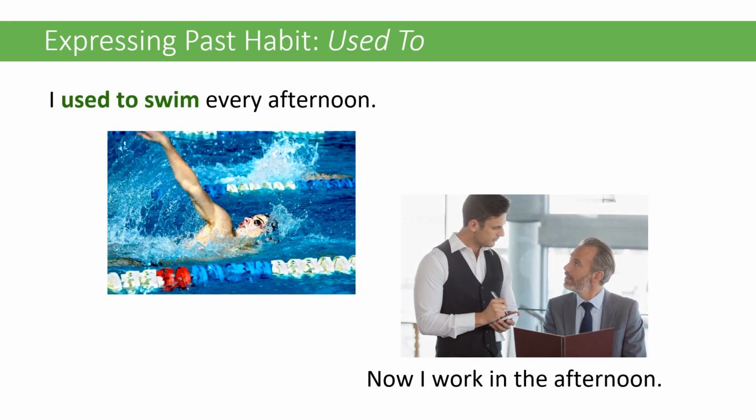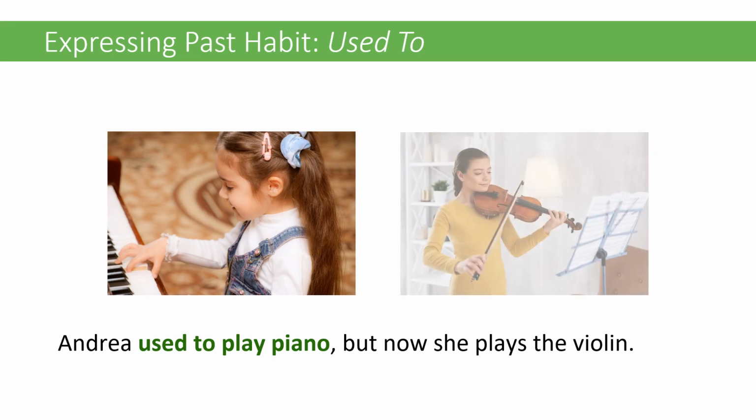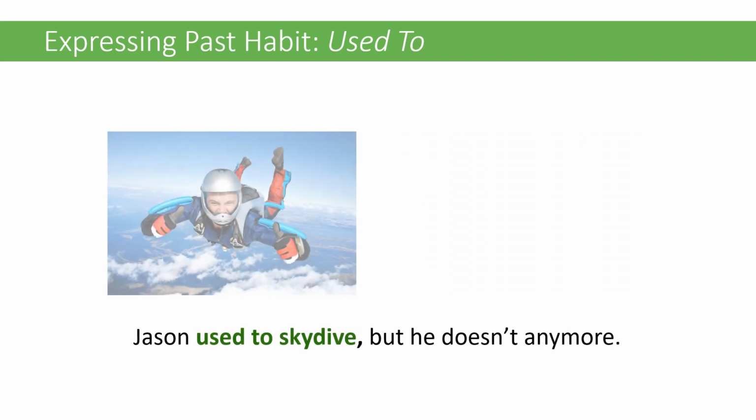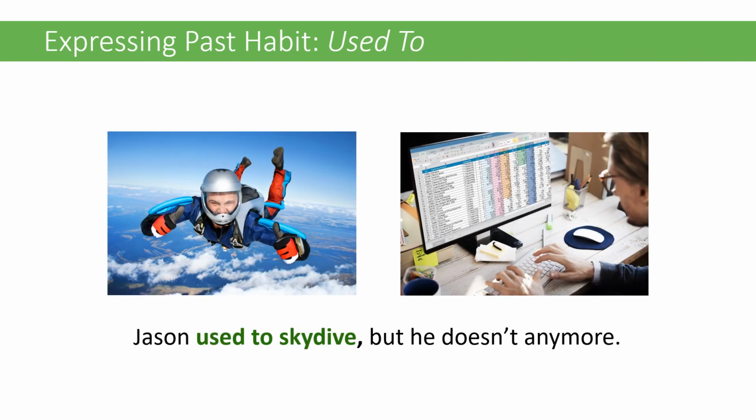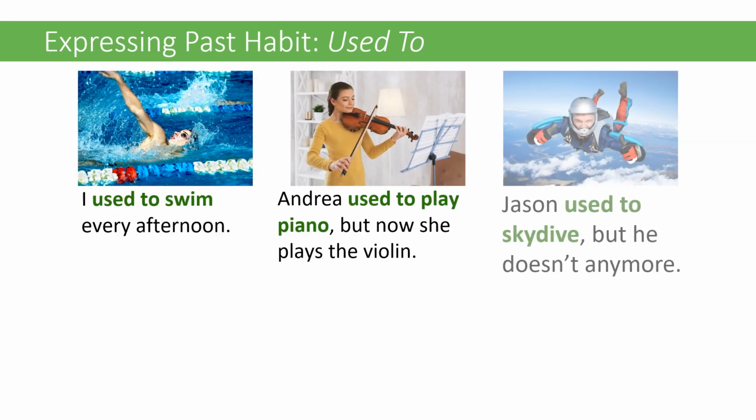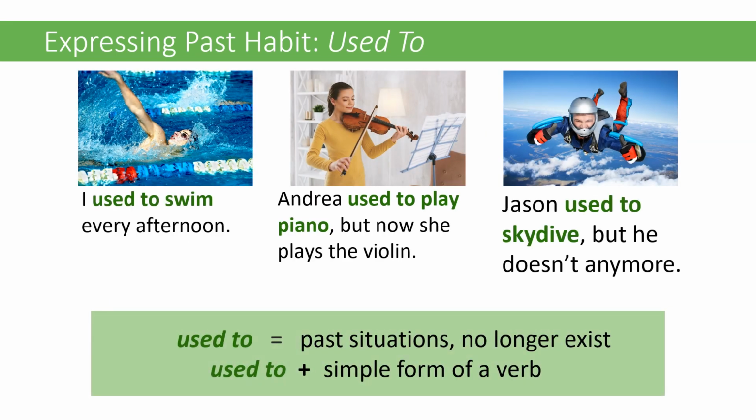I used to swim every afternoon. Now I work in the afternoon. Andrea used to play the piano, but now she plays the violin. Jason used to skydive, but he doesn't anymore. In these examples, used to shows someone's past habits. Use used to with the simple form of the verb.